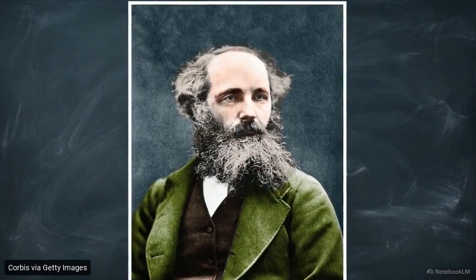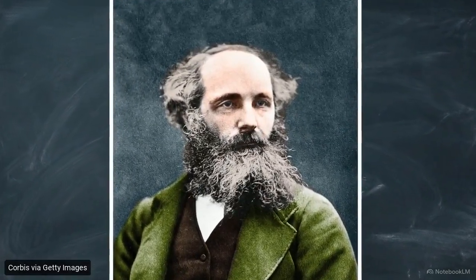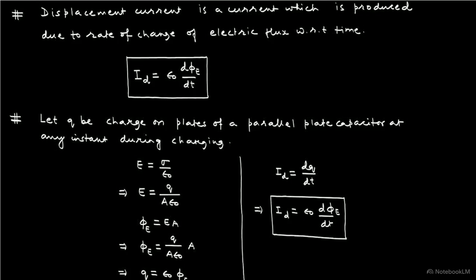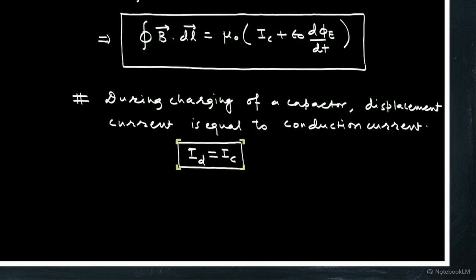James Clerk Maxwell resolved this by identifying a growing electric field within the gap. He proposed that a changing electric flux over time creates a virtual current. This displacement current is the product of the permittivity of free space and the rate of change of the electric flux. During the charging phase, the physical conduction current in the wire equals this displacement current between the plates.